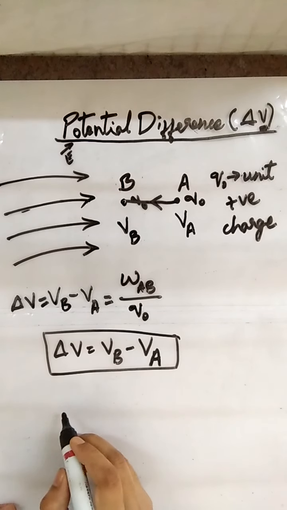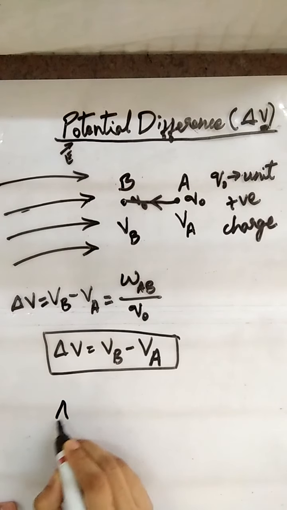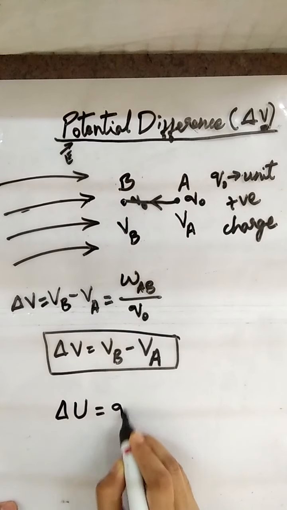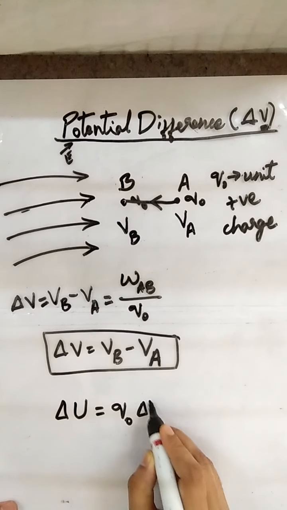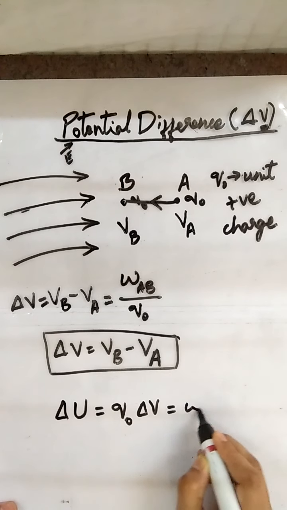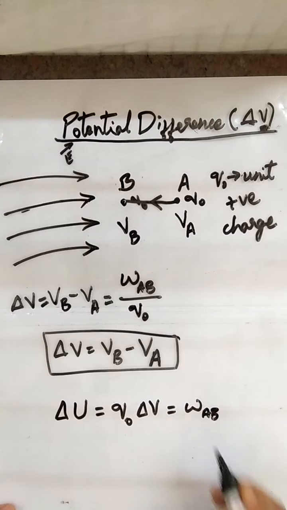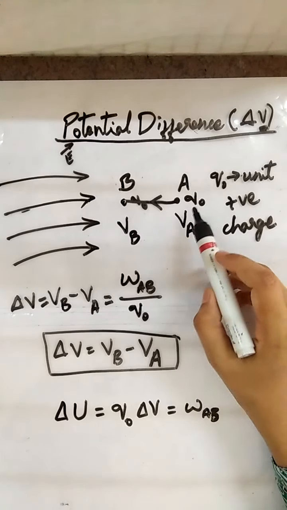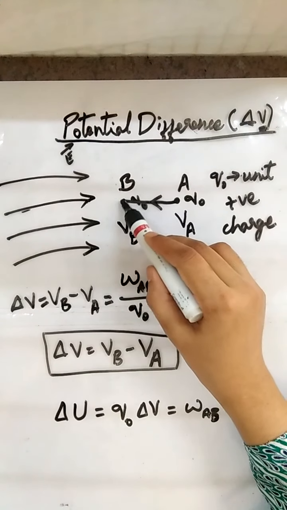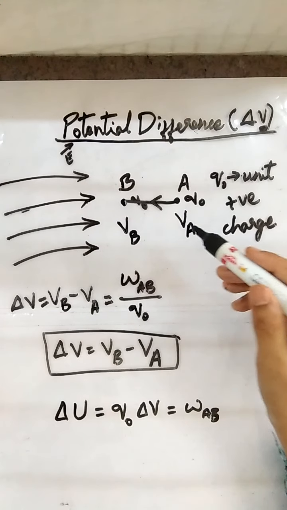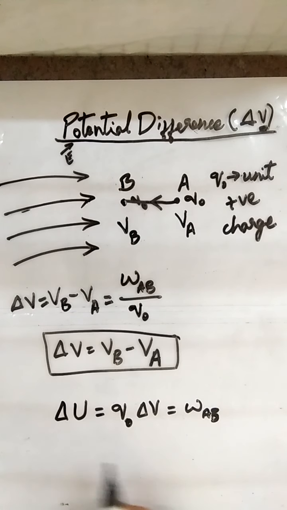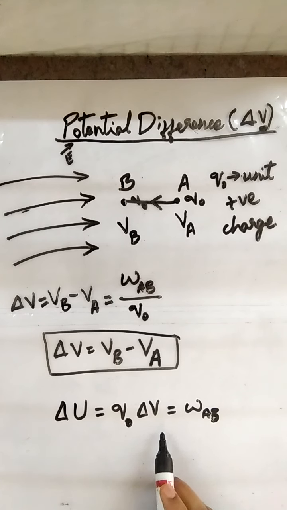Now, what will be the change in potential energy? You have already learned that yesterday, right? So delta U will be equal to Q naught into delta V, which is equal to WAB. In the previous video you learned that the work that you do in bringing Q naught from one place to another is stored as the potential energy of that charge. So delta U is WAB, which is also equal to Q naught into delta V.